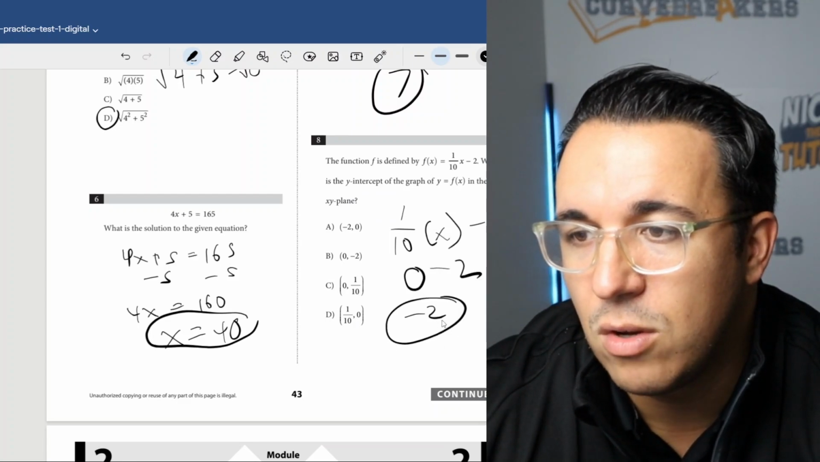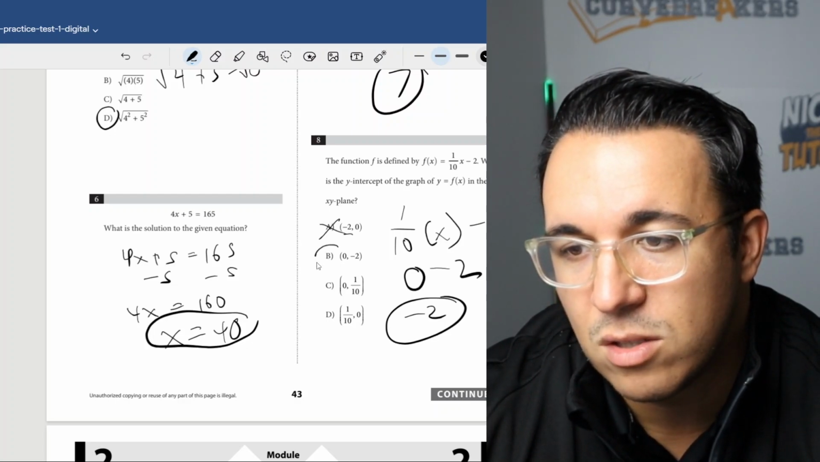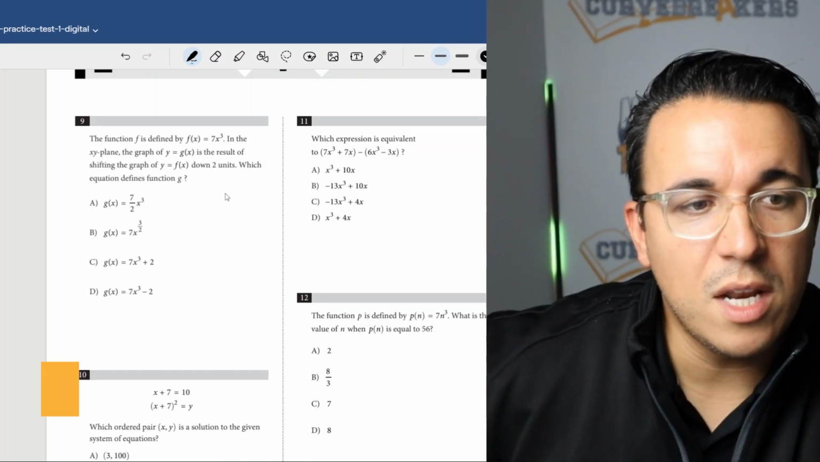So we get negative 2. So the y value is going to be negative 2. This is the x value. That's wrong. It's a trick answer choice. We're going to go with choice B. Let's get into number 9.